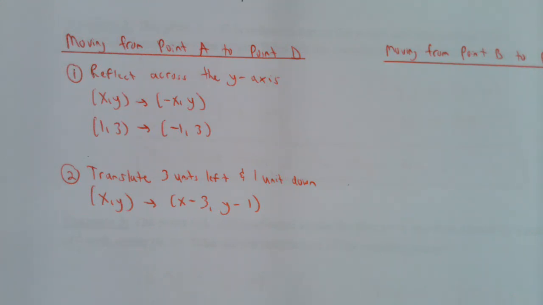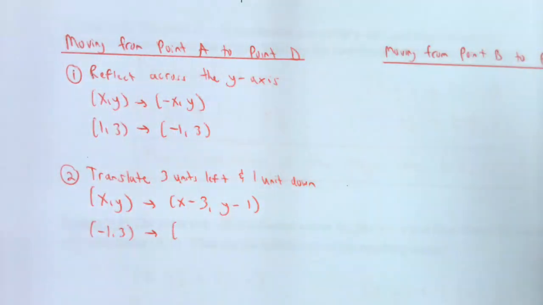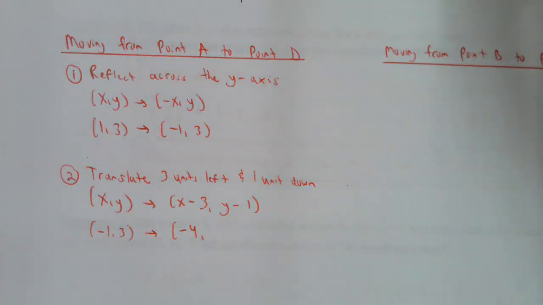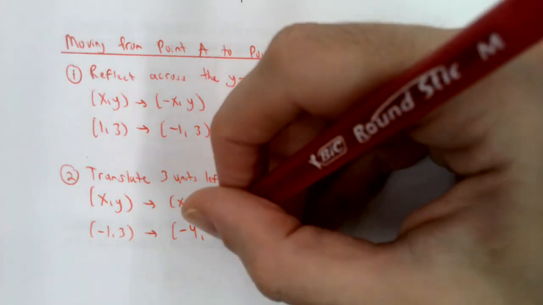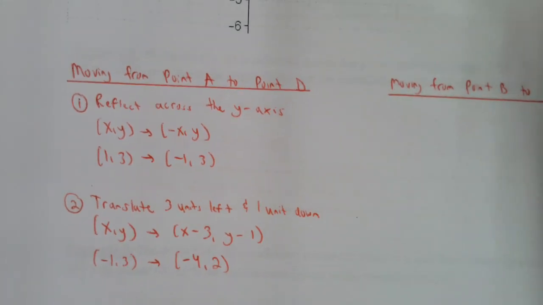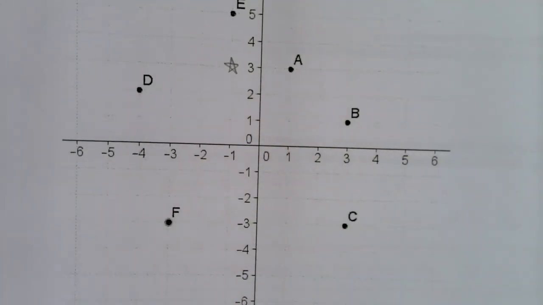So that means -1, 3 from right here is mapping onto -4, 2. I don't know why that took me so long to do. I was thinking about something else right there. Okay, but anyway, -4, 2. You see that is point D. So that one is done. Okay?